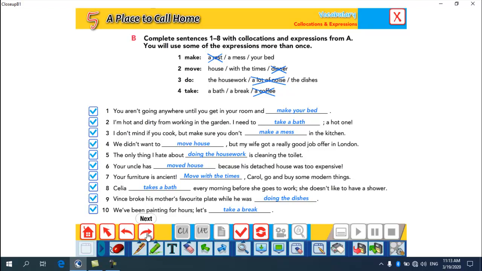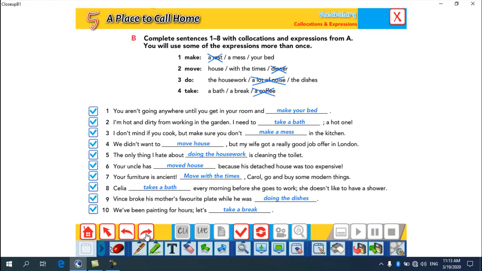I will repeat again number 9 and 10. Venice broke his mother's favorite plate while he was doing the dishes. Number 10, we have been painting for hours. Let's take a break.